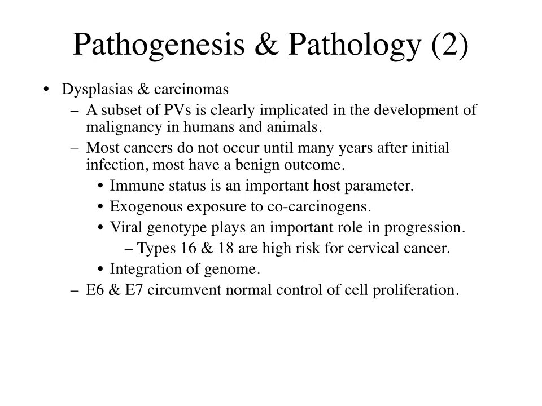But one thing that is critical in this step is that you have to have integration of the genome of the virus into the host chromosome. And remember, E6 and E7 circumvent normal control of cell proliferation, so they play a role in this manipulation.